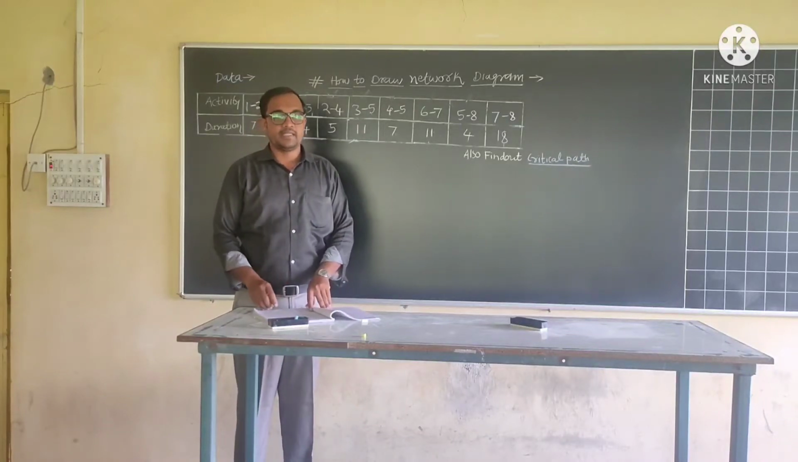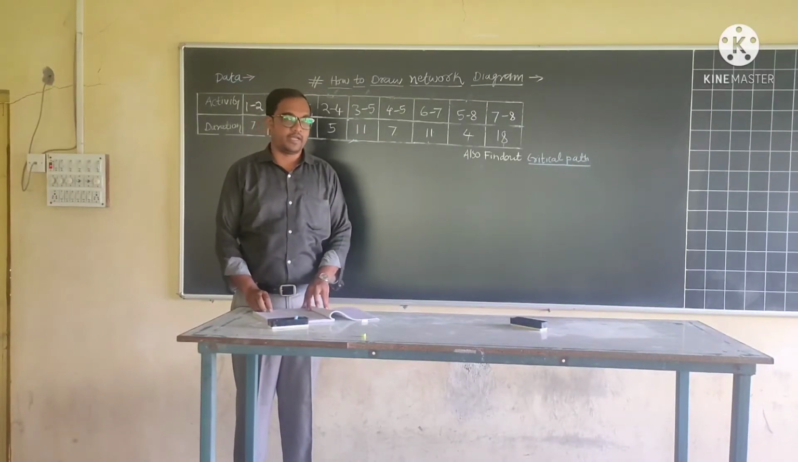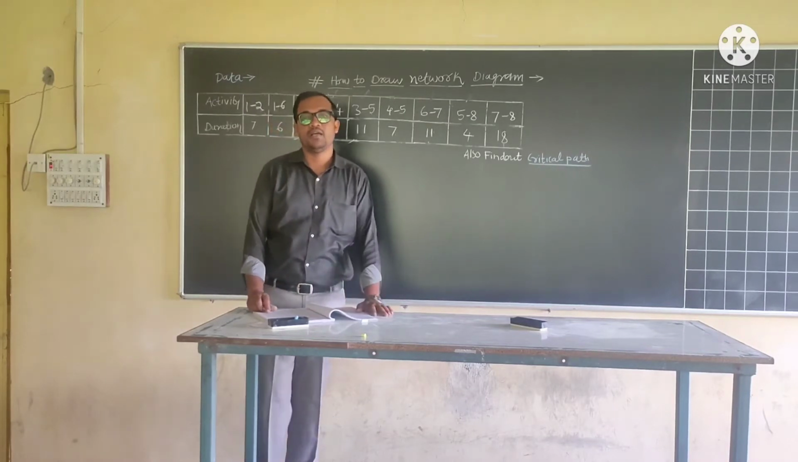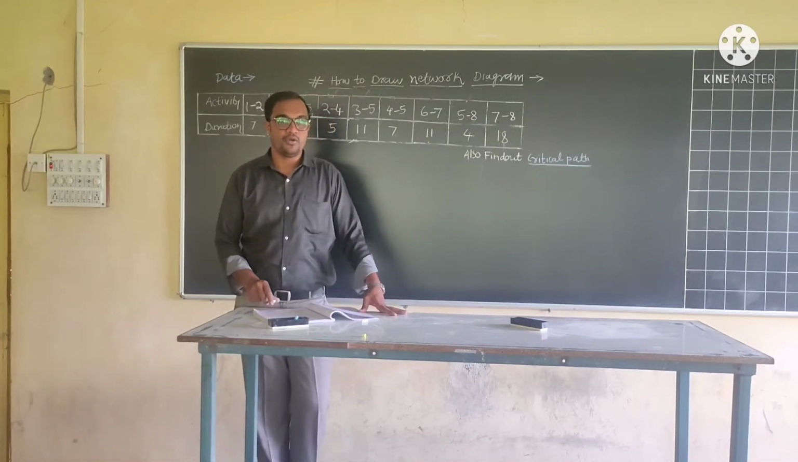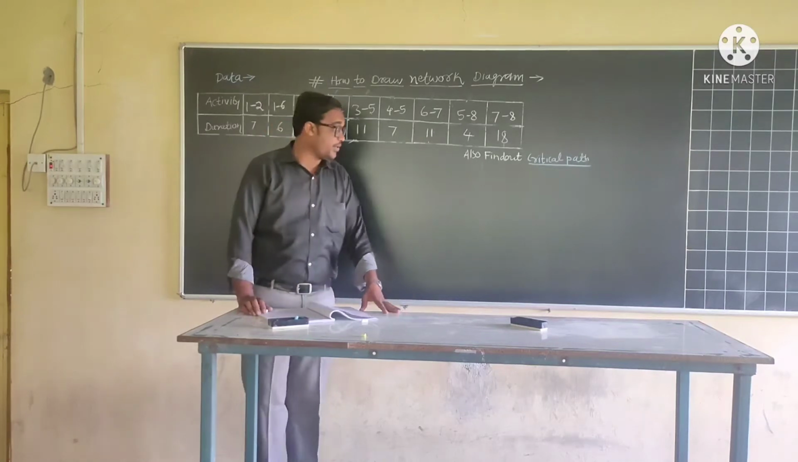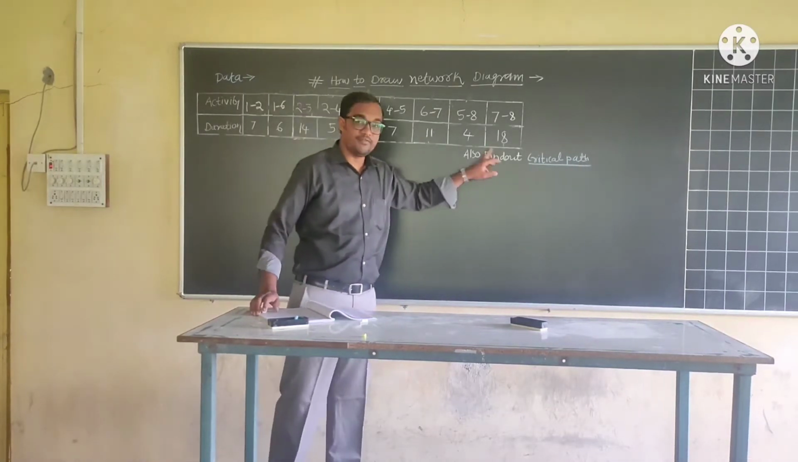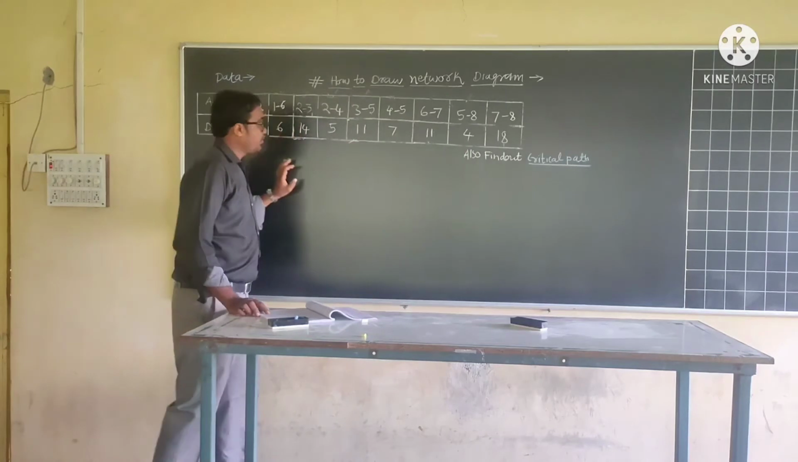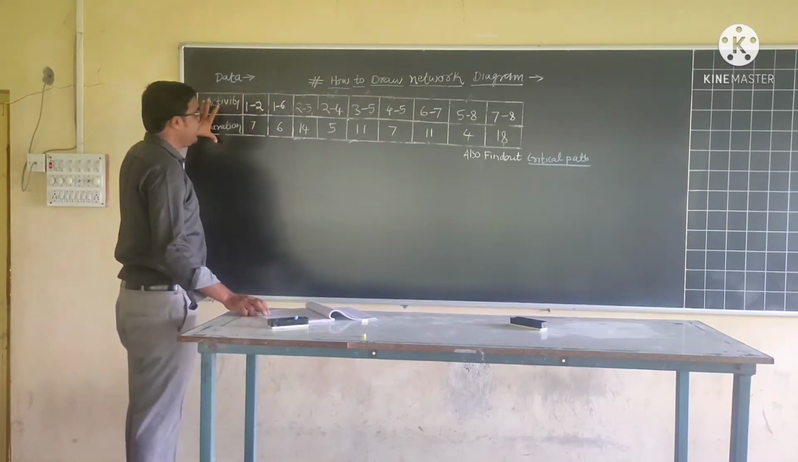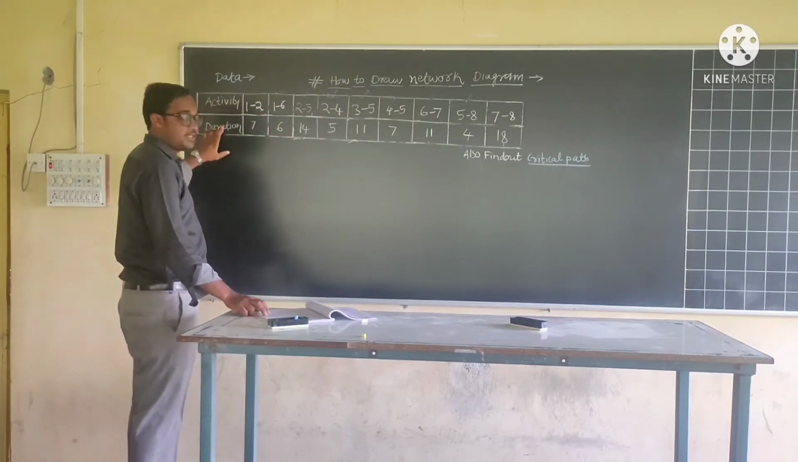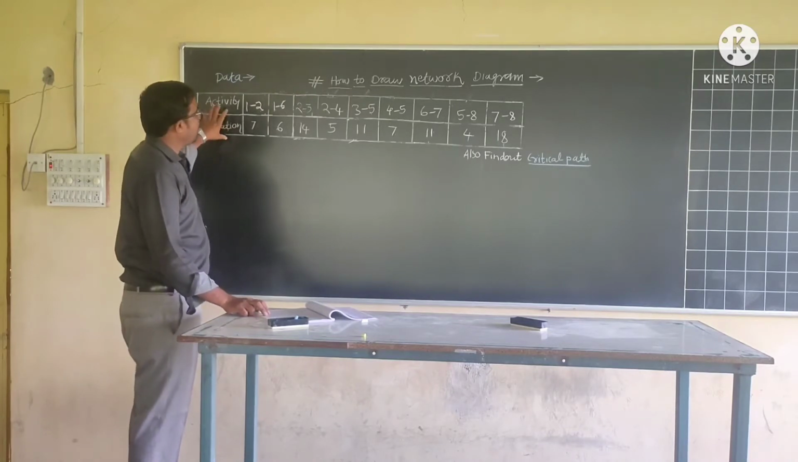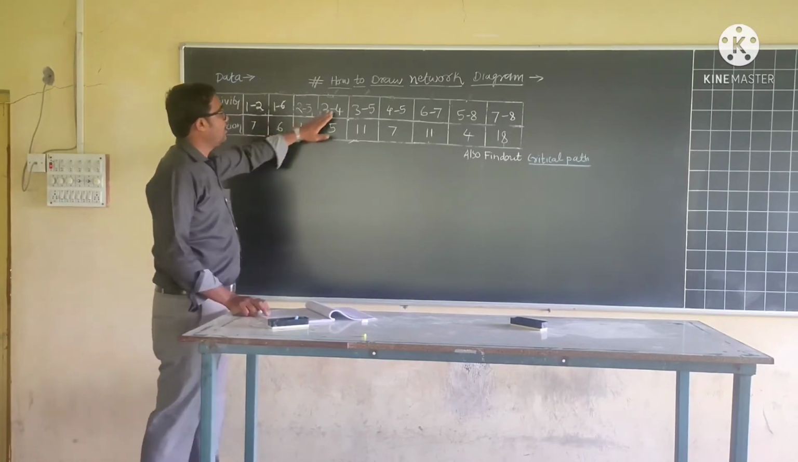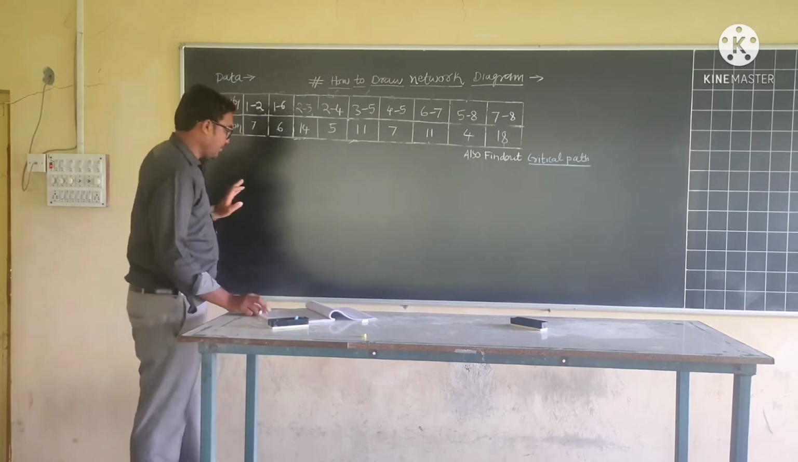Now we will take a second example of how to draw a network diagram. In front of you, data is given. Depending upon this data, you have to draw a network diagram, and also find out the critical path of this network diagram. In this data, activity and its duration are given. With the help of this given data, draw a network diagram.